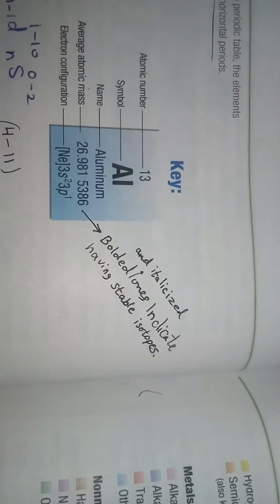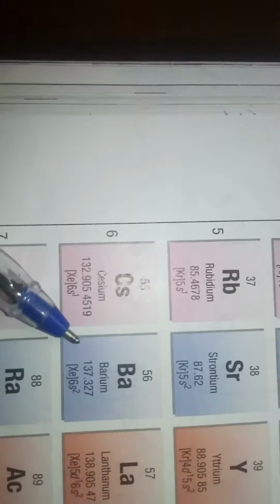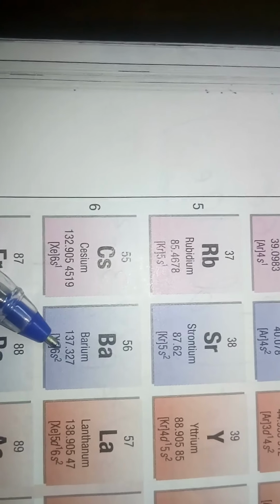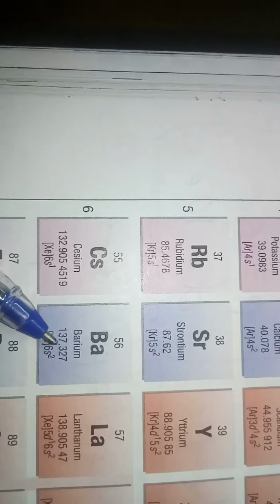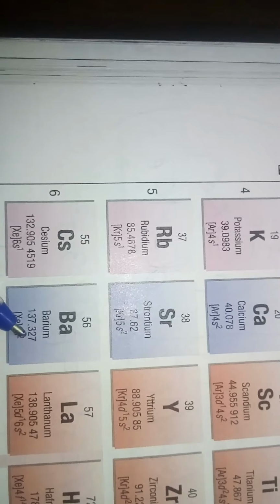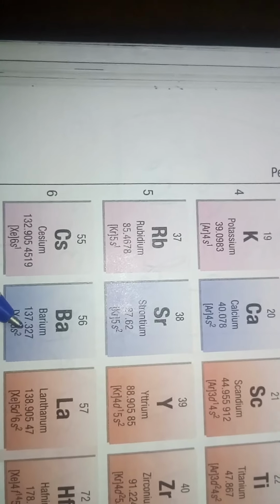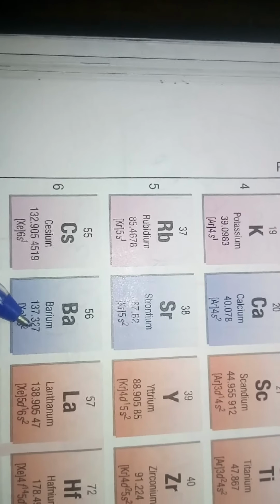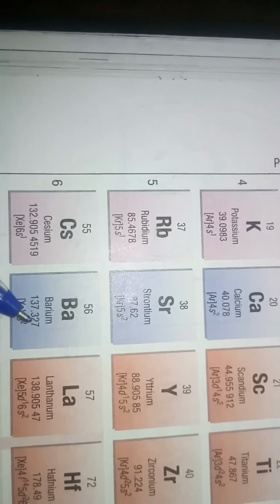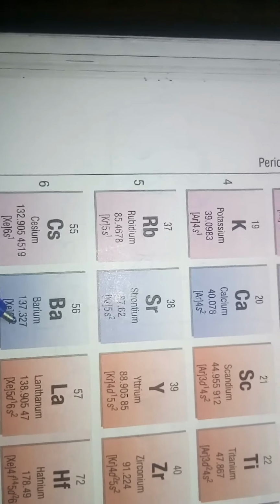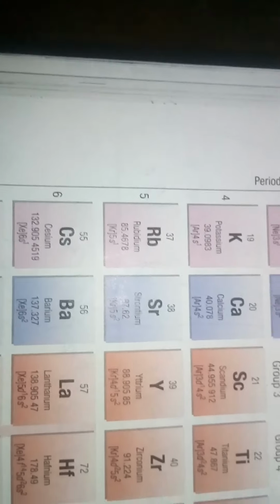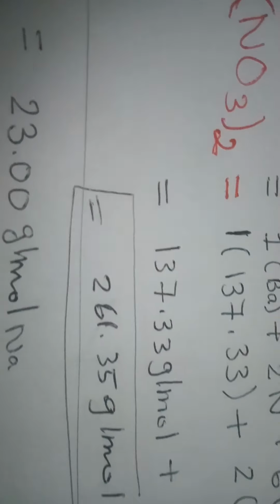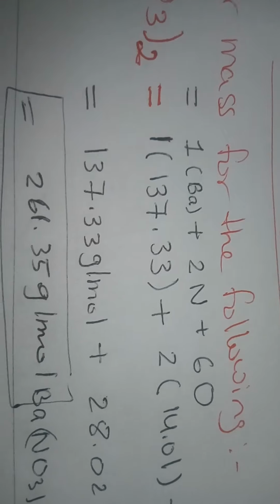So if I just go and look for barium over here, you're going to find that it's 137.327. Now, this is actually from College Board, you're only going to need to use 2 digits after the decimal point. So here, the 7, we round the 2 to 3. So we have 137.33. And that's why we plugged in 137.33.